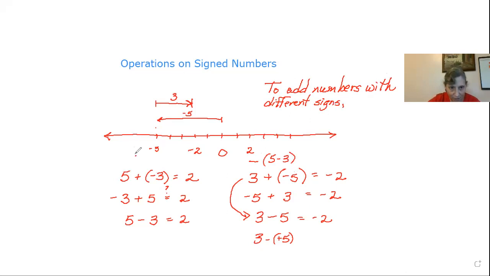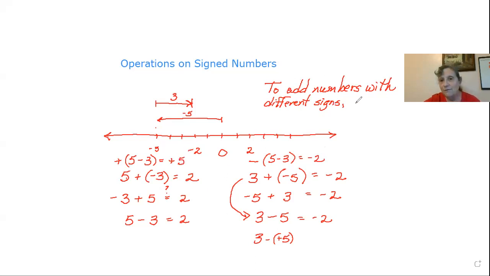Here, we did 5 minus 3, and because the 5 was larger than 3 and the 5 was positive, the answer was positive. Here, with a positive 3 and a negative 5, because 5 is still larger than 3, in a contest between a 3 and a 5, the 5's always going to win because it's bigger. So this answer is going to be a negative 5 minus 3 is 2. This answer is going to be a positive 5 minus 3 is 2.